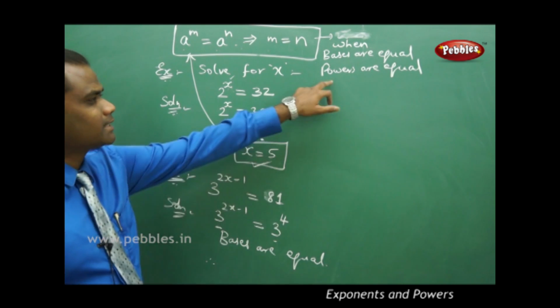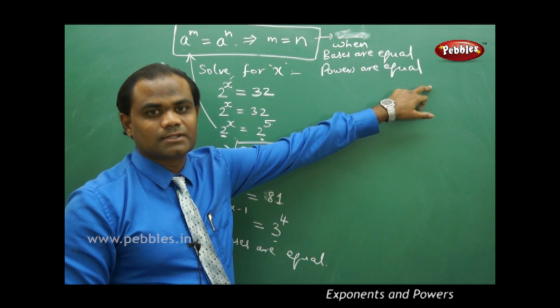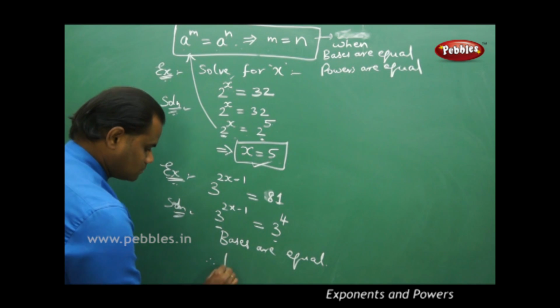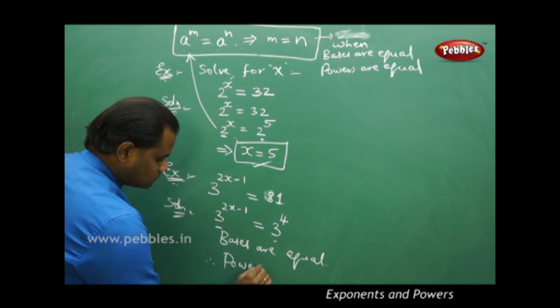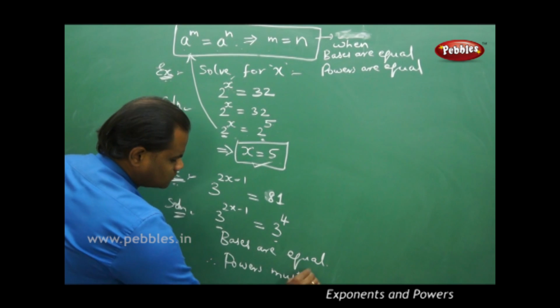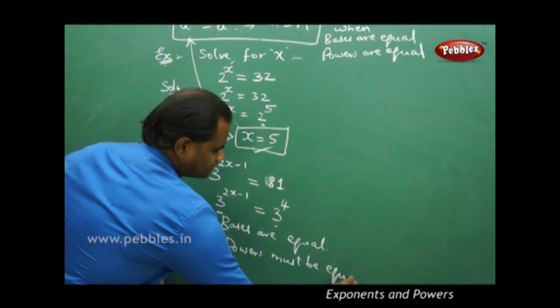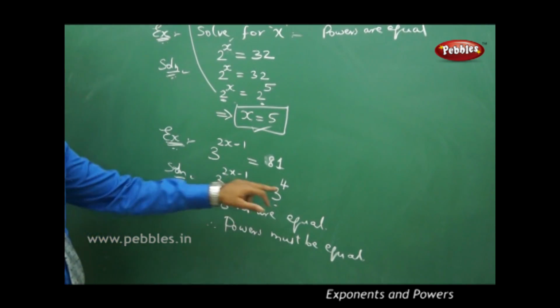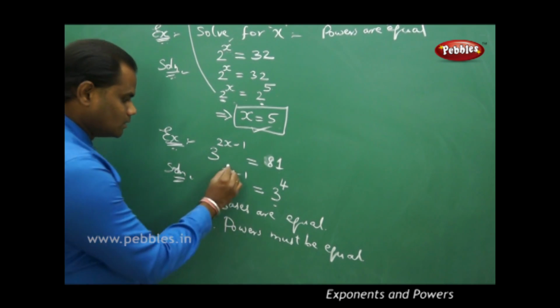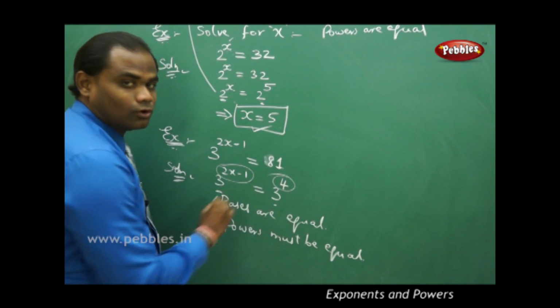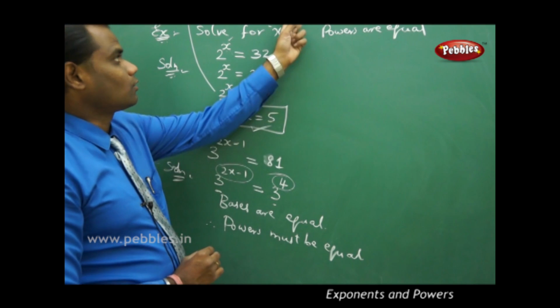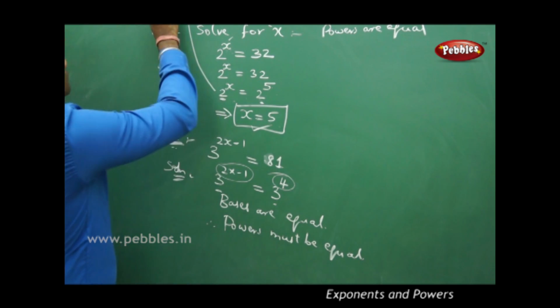Therefore, what is the next case? The powers must be equal. And what are the powers here? I identify the powers to be 2x minus 1 and 4. Therefore, these two must be equal according to this formula, which is very important.